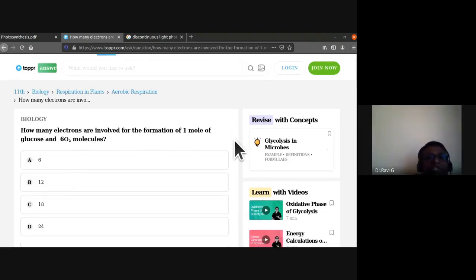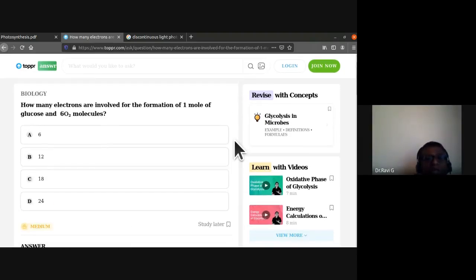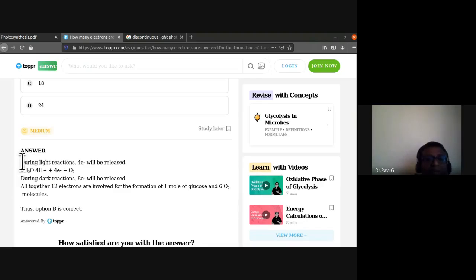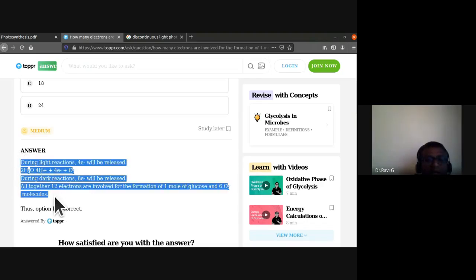See the question: how many electrons are involved for the formation of 1 mole of glucose and 6 oxygen molecules? I'm just copying and pasting it to you. So please go through that in the conversation box so that you can understand it. If you don't understand, ask me again. Okay, so I've just copied that and I'm pasting it into your conversation box.